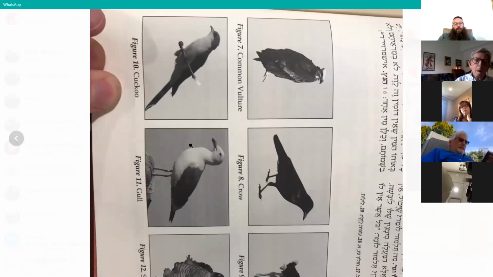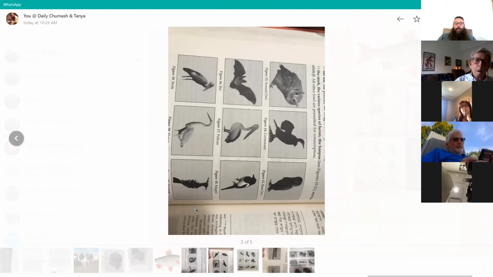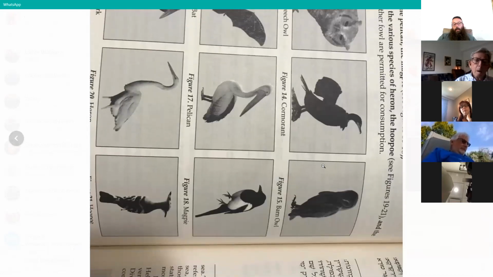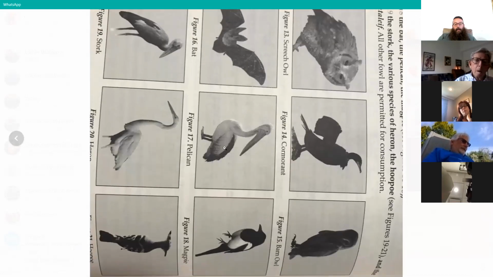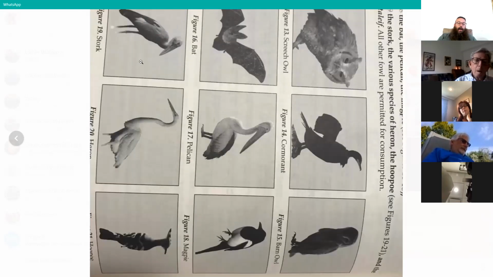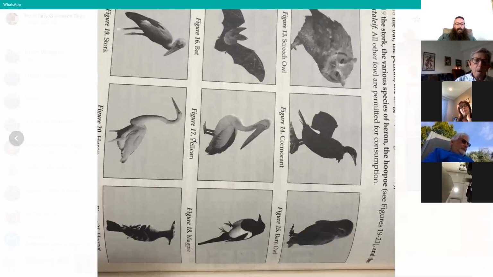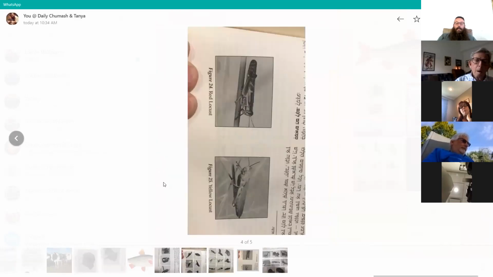The cuckoo, the gull, the sparrowhawk, and then the screech owl, the cormorant, the barn owl, the bat, the pelican, the magpie, the stork. I can't see the names for the other ones, but then the other birds. This last one has a big thing on its head, as Rashi will say. We'll see when we get to Rashi.